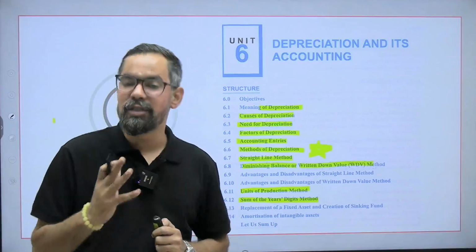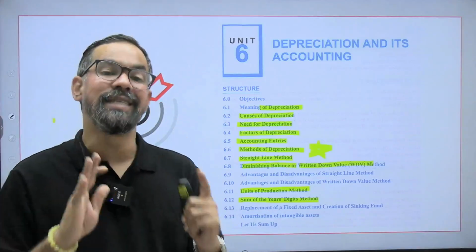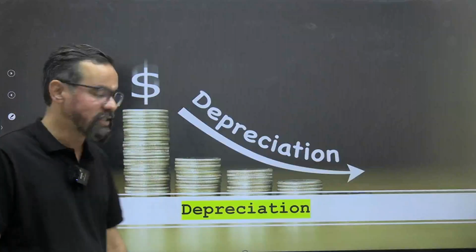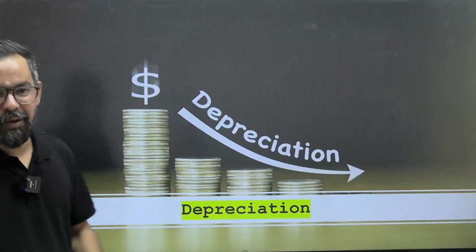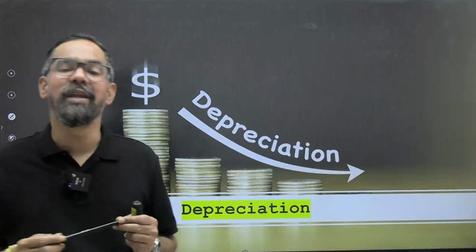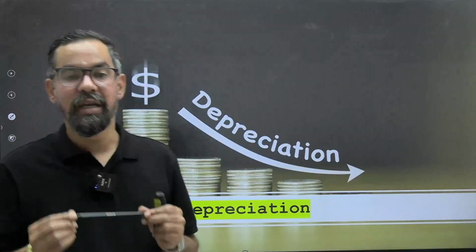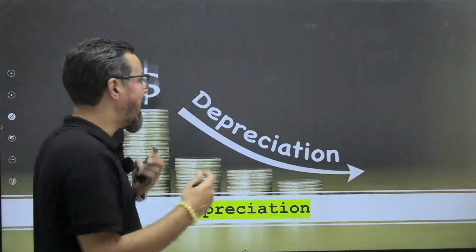Exam wise, this topic is very important. So we'll be exploring each and every subtopic of this particular unit. Let's start the discussion with your very first. I hope everybody knows what is depreciation. Depreciation is basically a decrease in the monetary value of an asset, right? Depreciation is as simple as that.